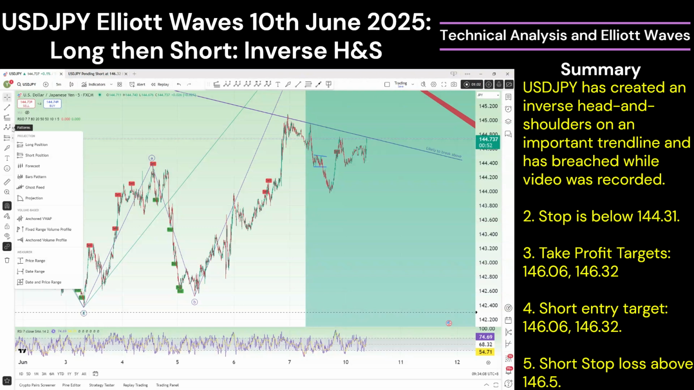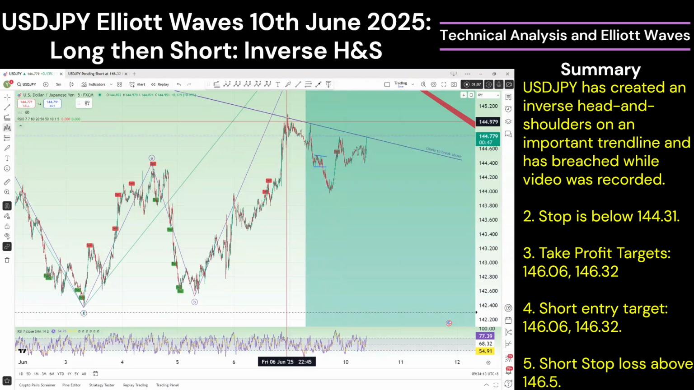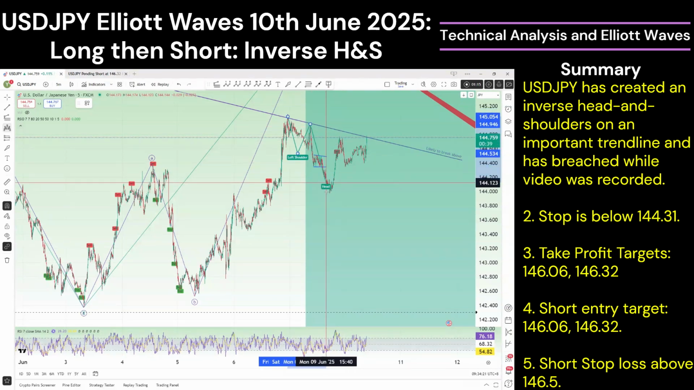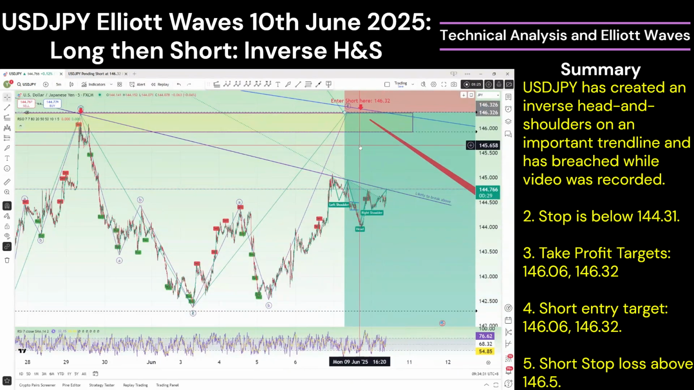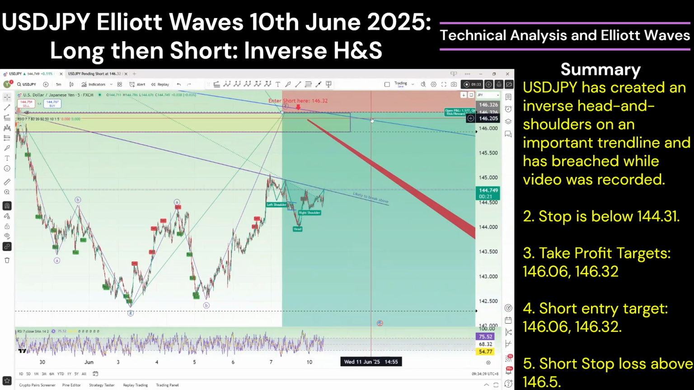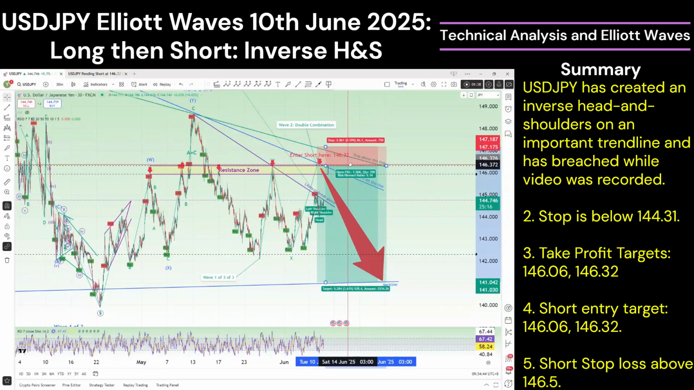Regarding this inverse head and shoulders, we can actually draw the head and shoulders here. You see things like this, and then this right shoulder here. So this is our inverse head and shoulders. What this means is that I do expect it to break out of this. Let me keep this original positioning first, but over here, I'll just shift it over here.